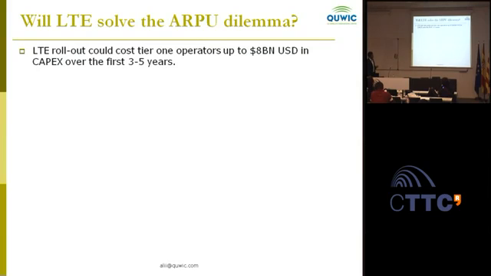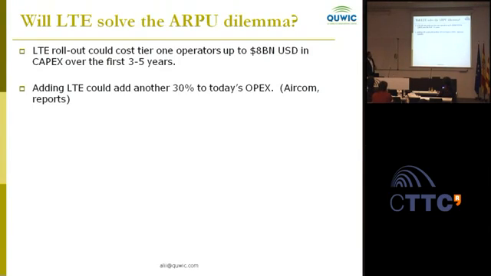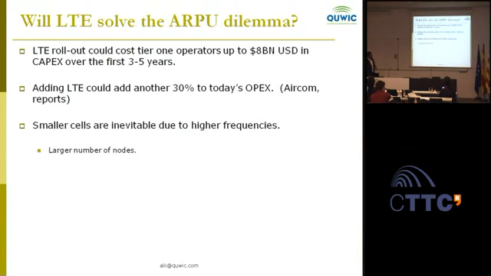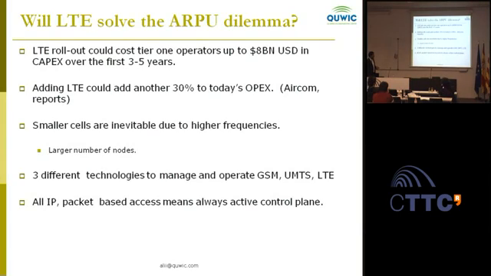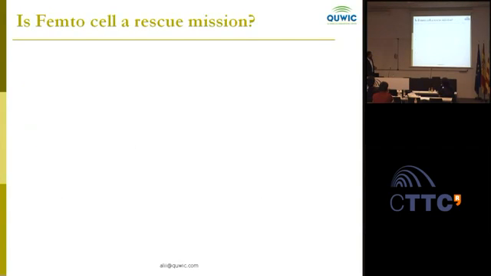Okay. So will LTE help us? If you look into details, not exactly. It's a harsh statement, but based on the forecast, this is what people are estimating. It means $8 billion capex over the first 3 to 5 years, and 30% added to today's OPEX. Smaller cells are inevitable because of the higher frequencies. And on top of that, we have 3 different technologies to manage because operators want to preserve the investment they have already made in the previous technologies. And all IP is a very good thing, but yes, you have to keep the control plane always active.